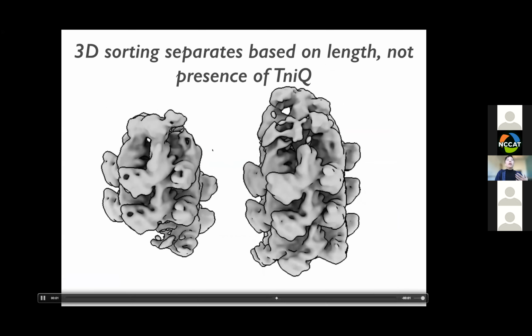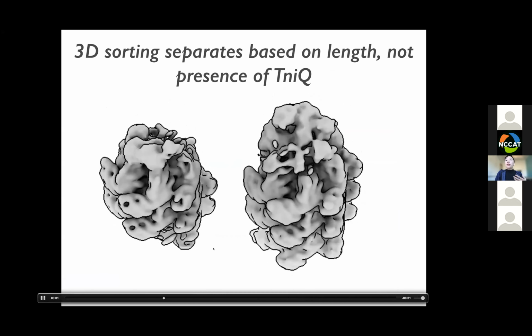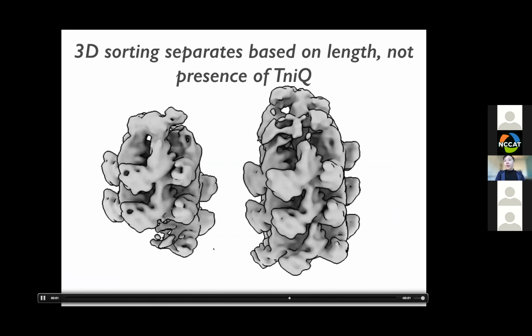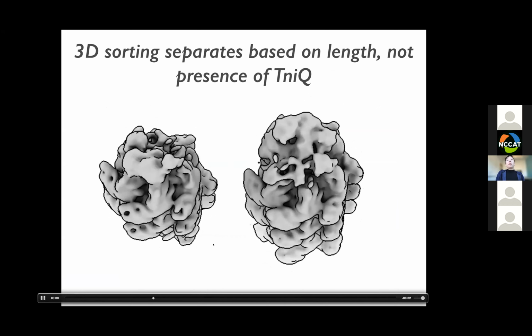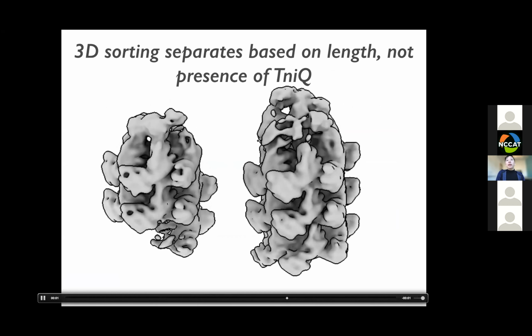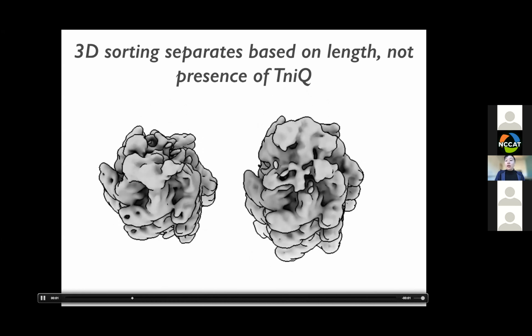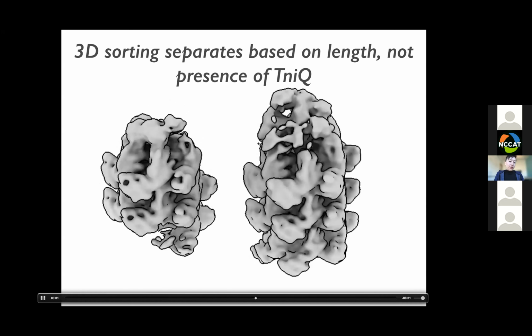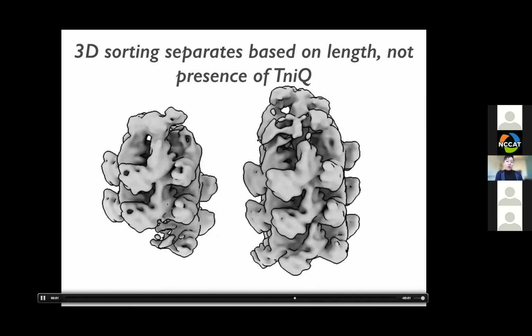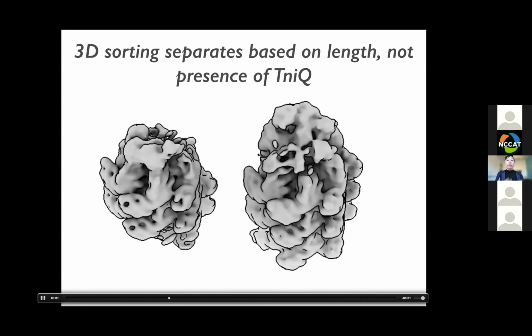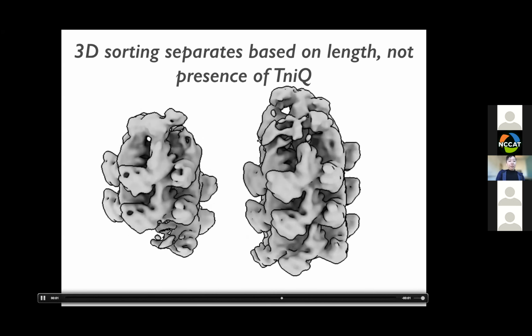And if you look at it from the side, you see that the 3D classification in the absence of any sort of masking strategy tends to separate these TnsC filaments based on their length and not on any other feature associated with these filaments, because that's the biggest difference that separates these two classes of particles. So that's the first thing that Jung-An did.